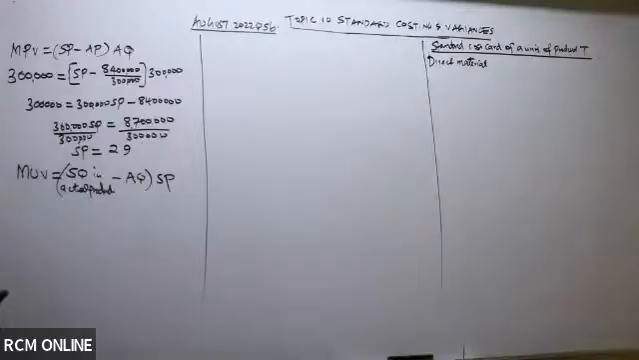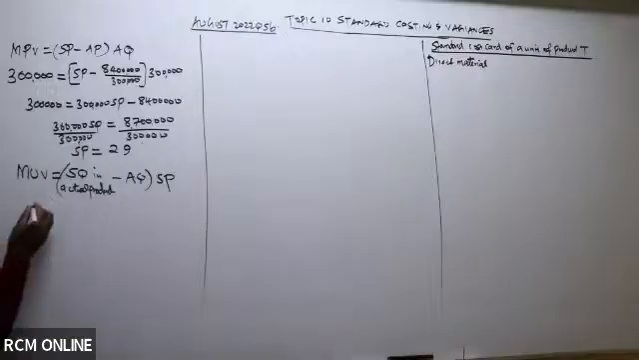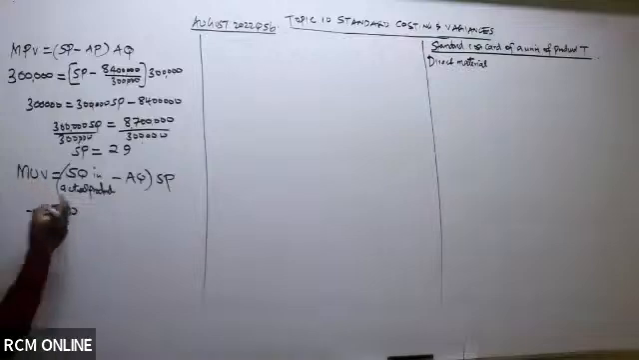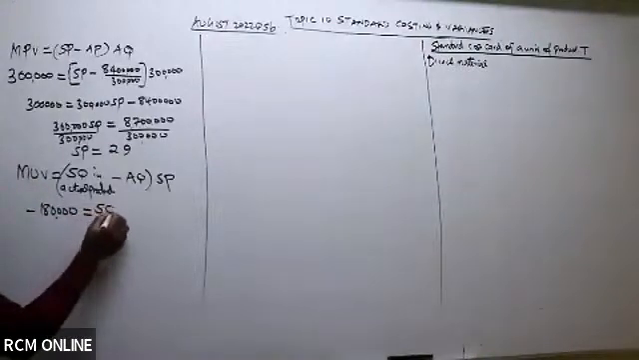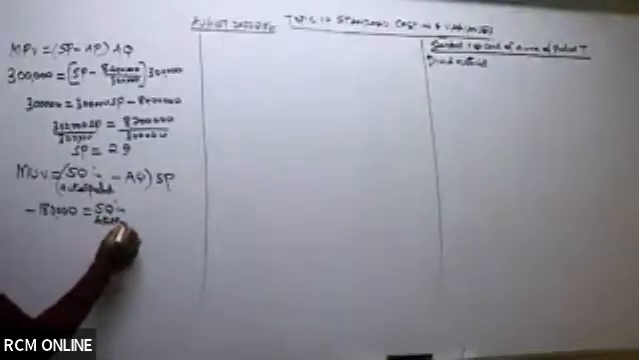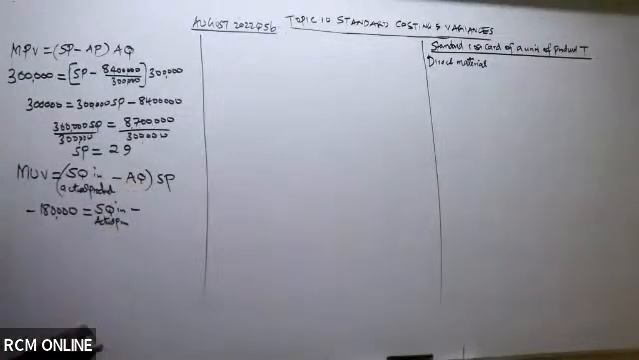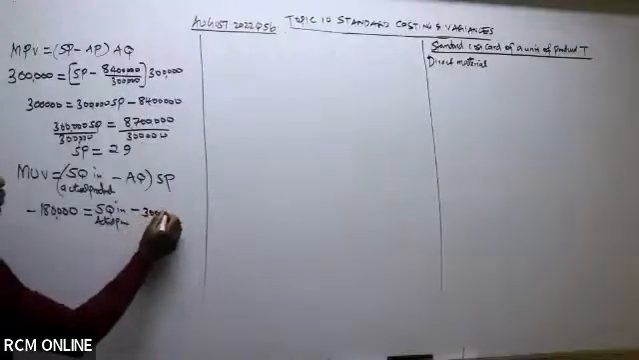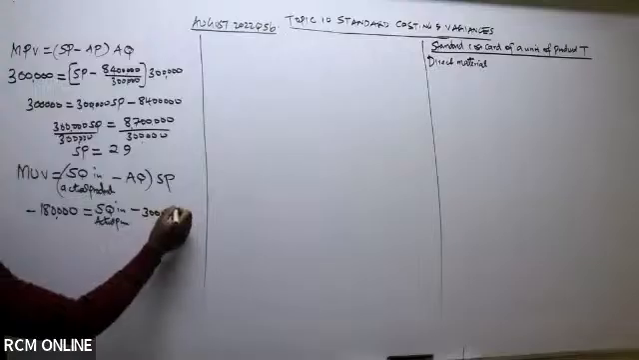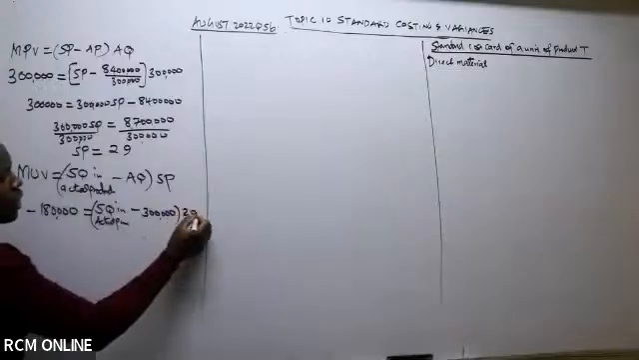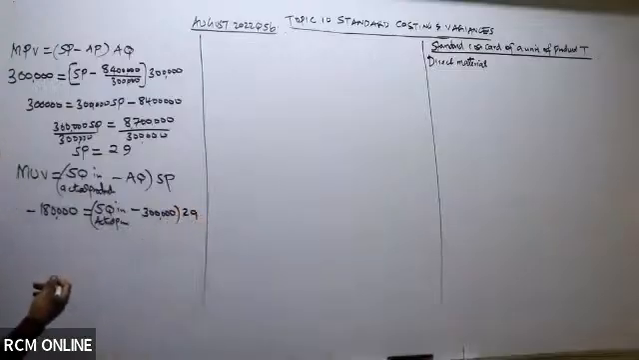Material usage variance is negative 180,000. That is equal to standard quantity in actual production minus actual quantity. Do we have actual quantity of raw material? Yes, 300,000 kgs. Then we need to multiply that by standard price, which we already calculated above as 29. We need to break the brackets, right?